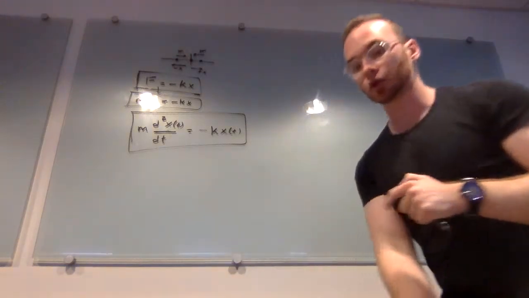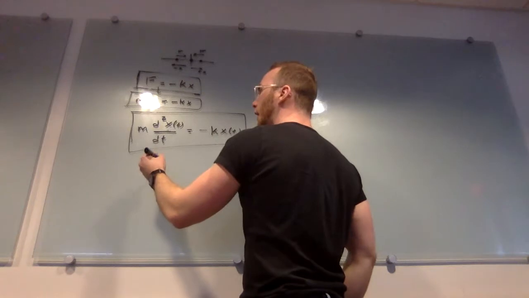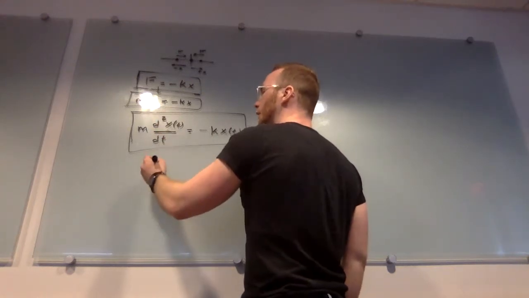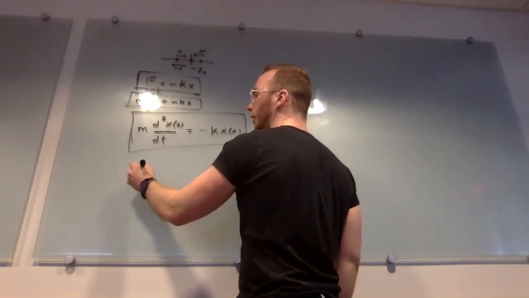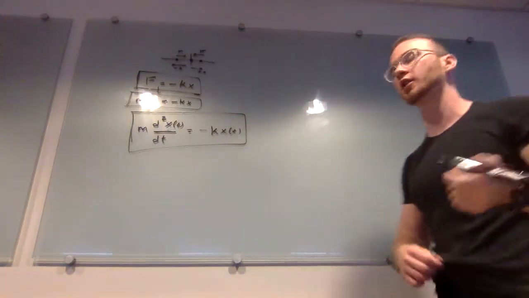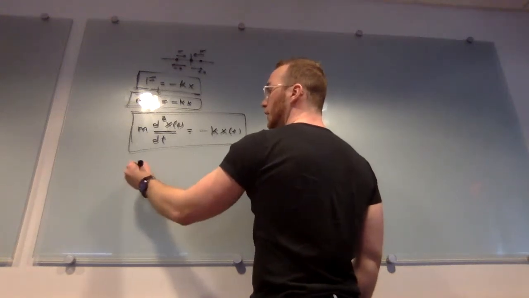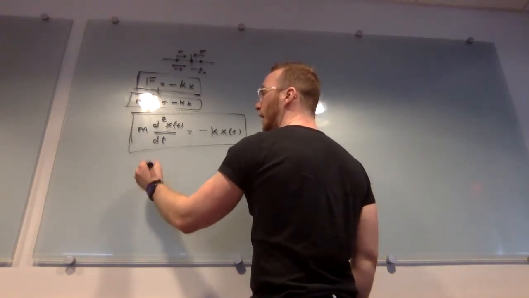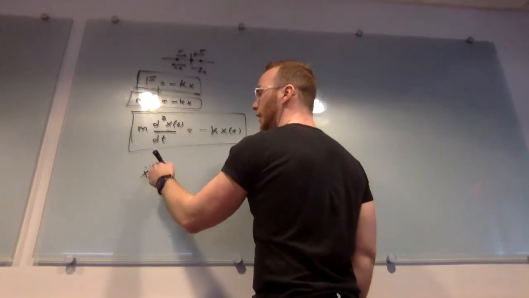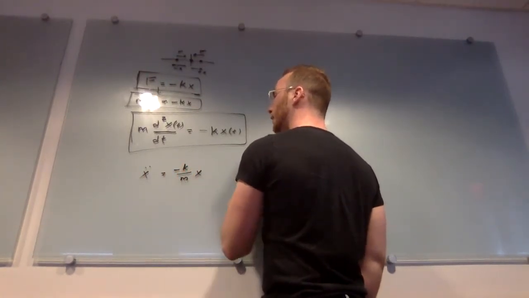So now this is a differential equation, and now you could do some methods to solve it. You could look up some ways to do it. You plug in x to be a test solution and then solve for some constants or whatever. Basically, you would get that x double dot, the second time derivative, is minus k over m x.